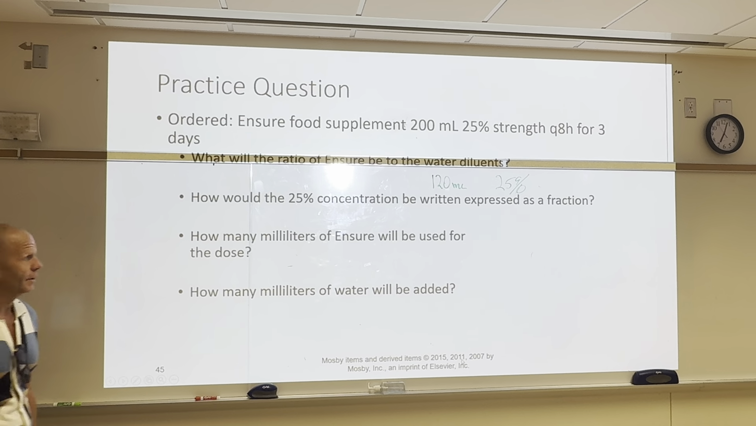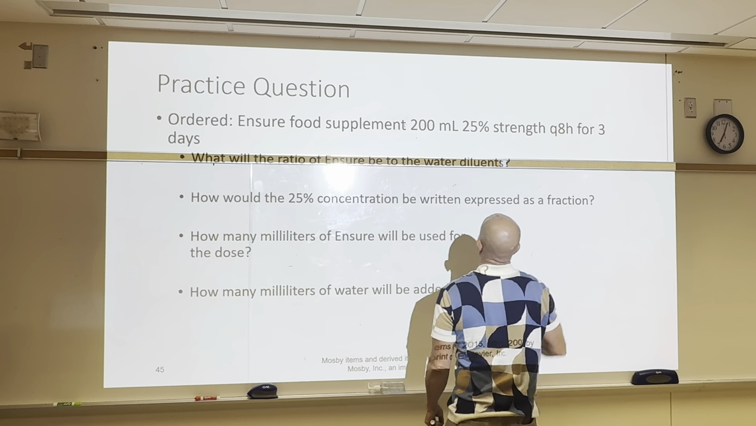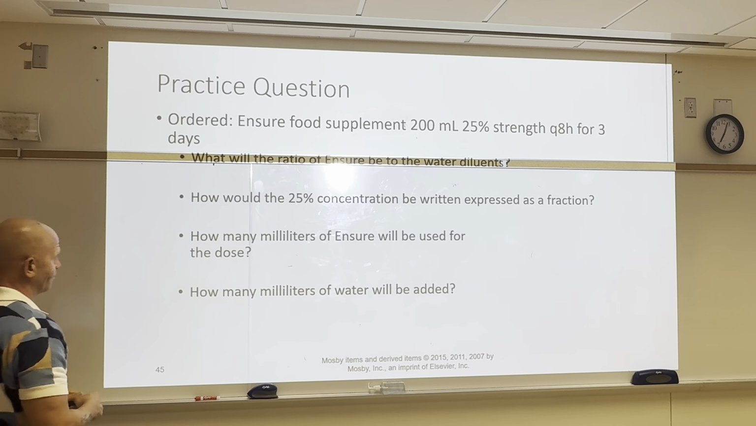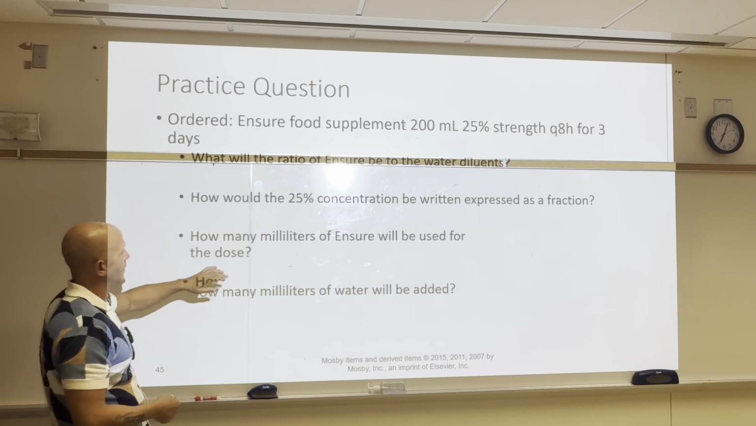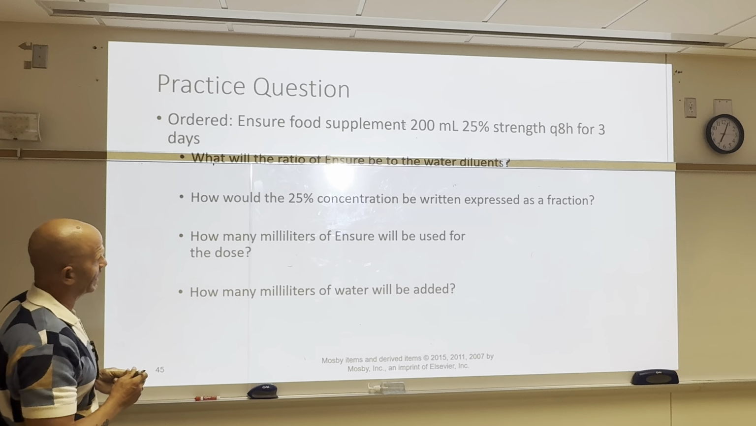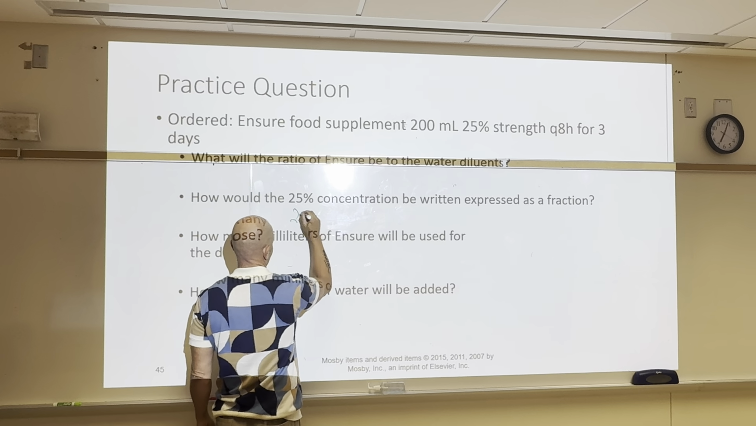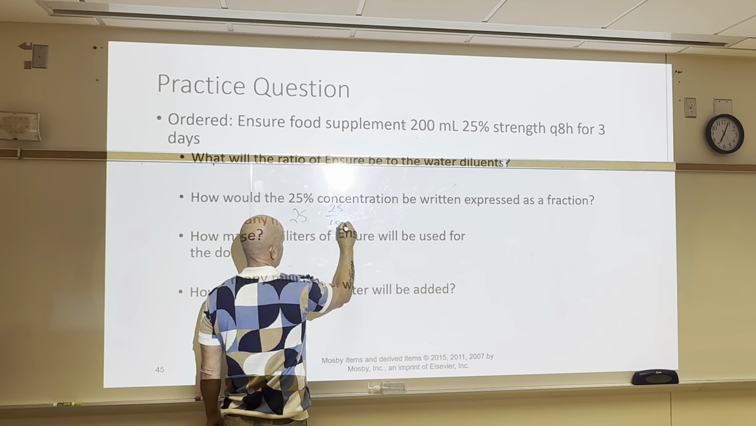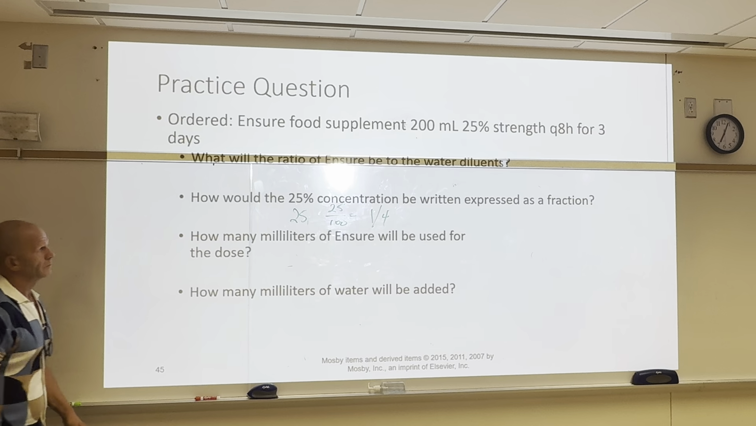So you have Ensure food supplement, 25% strength every 8 hours for 3 hours. So is that every 8 hours for 3 hours important? Nope, because it's not asking you how many you're going to give every 8 hours. It's going to ask you what your dose is. So, how would the 25% concentration be written and expressed as a fraction? Well, how do you get it? 25%. Remember? So, 25 divided by 100 equals 1/4, right?